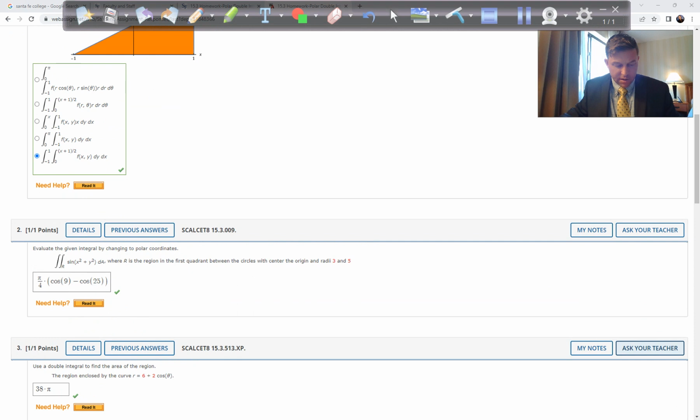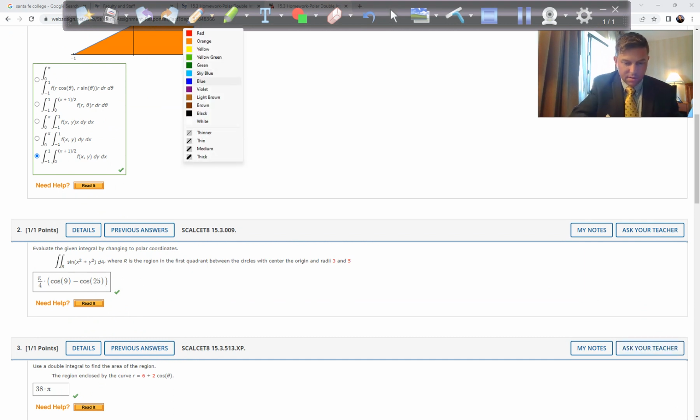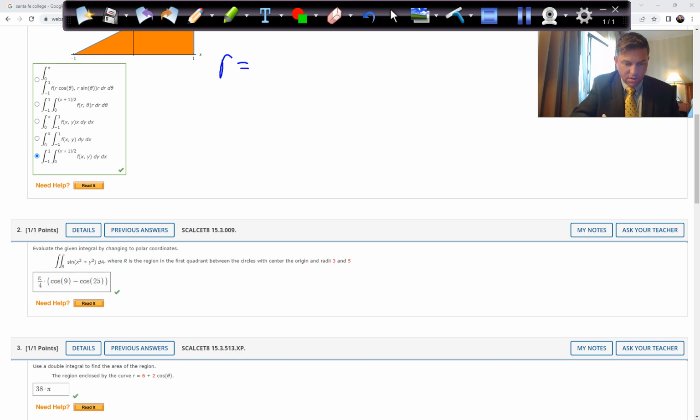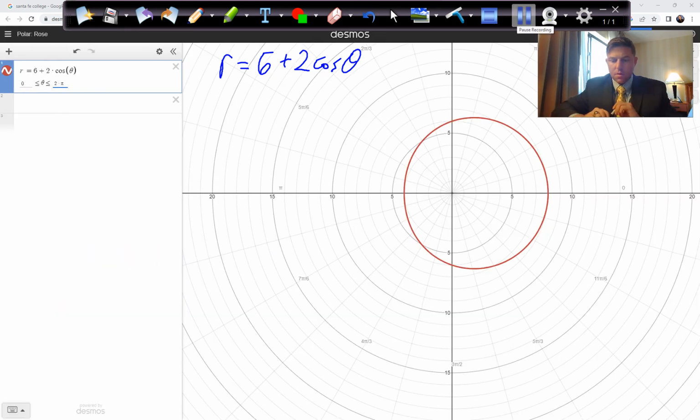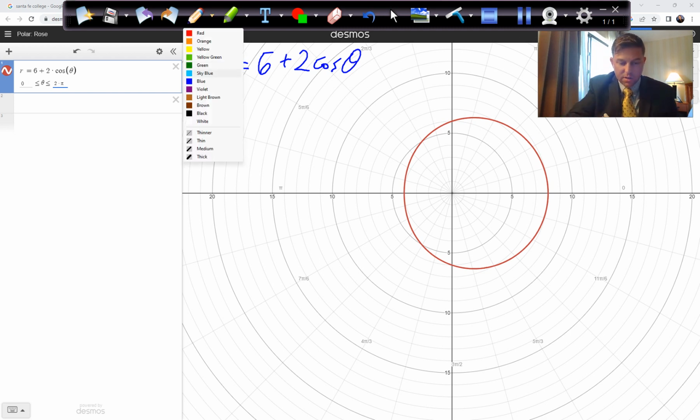Okay, it says use a double integral to find the area of the region enclosed by the curve r equals 6 plus 2 cosine theta. So we have r equals 6 plus 2 cosine theta, and let me show you what that looks like with Desmos so we can get a sense of the drawing for this. Okay, so this is what the graph looks like in Desmos. This is called a cardioid because it looks like a heart.